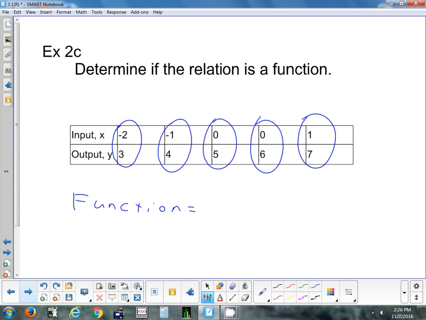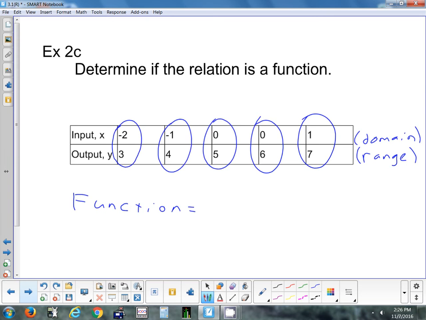Okay, so now if something's a function, you're checking for repeats in the domain. Did we write the word domain up here? No. So you have to know which one of these is the domain. The top one, that's the domain. So that means the bottom one is range.